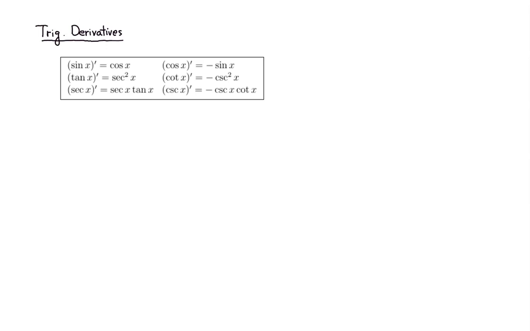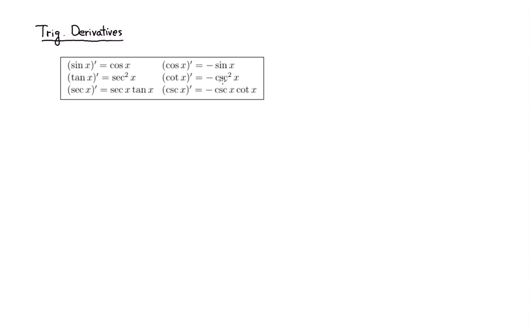Alright, let's look at the trig derivatives. The derivative of the sine function is cosine. The derivative of cosine is negative sine. The derivative of tangent is secant squared of x. The derivative of cotangent is negative cosecant squared.